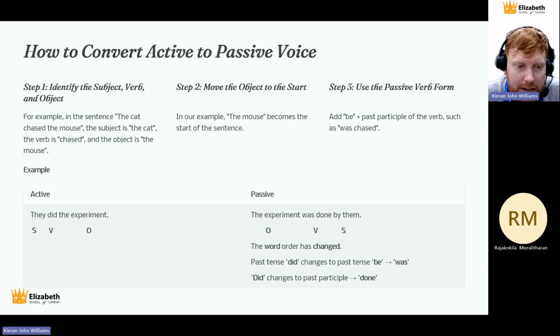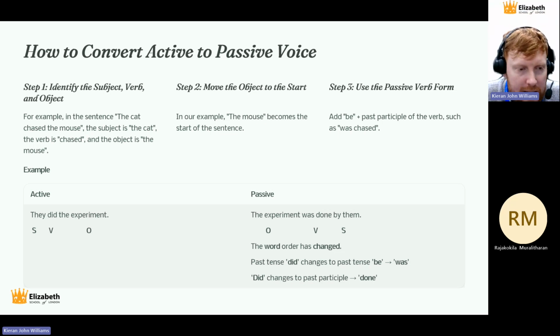Okay, so let's have a look at another example here. So in our active sentence, we have they did the experiment. We've got our subject, our verb, and our object. When we change it into passive, it should have the object first, the experiment, then we have our verb, and then we can include the subject at the end. So we've gone from subject, verb, object to object, verb, subject.